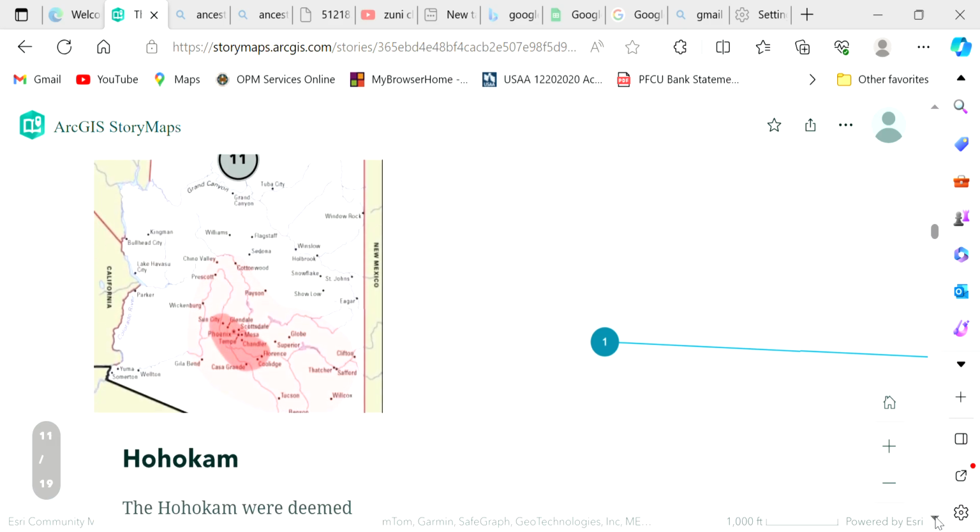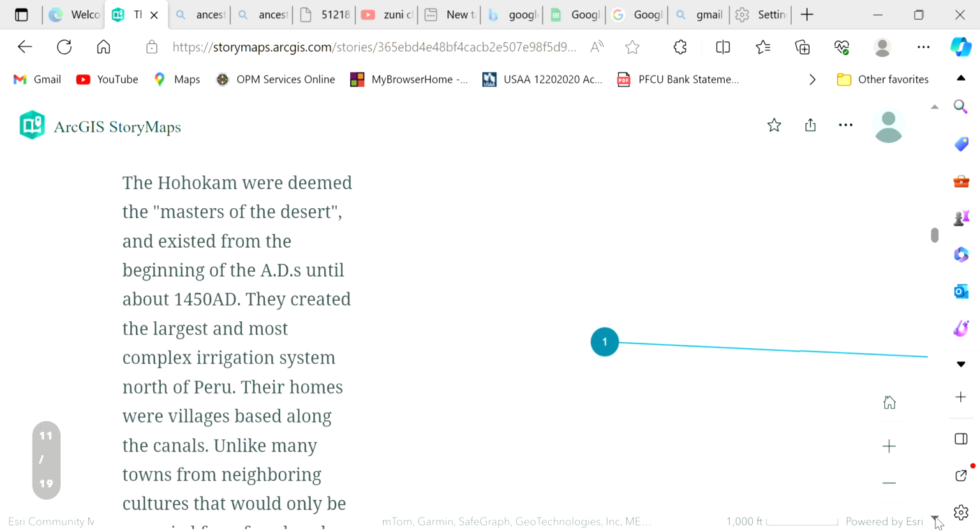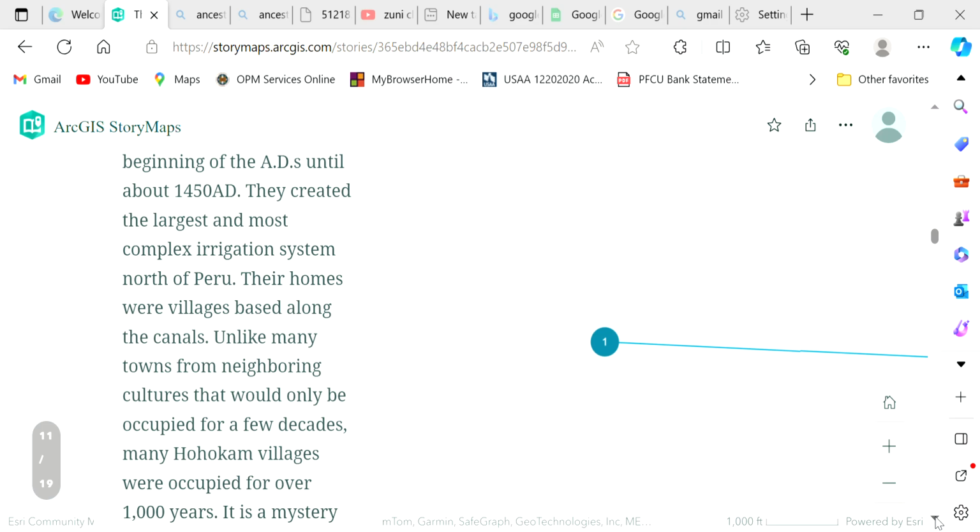And this is a map of just the Hohokam region. The Hohokam were deemed the masters of the desert, and existed from the beginning of the ADs until about 1450 AD. They created the largest and most complex irrigation system north of Peru.